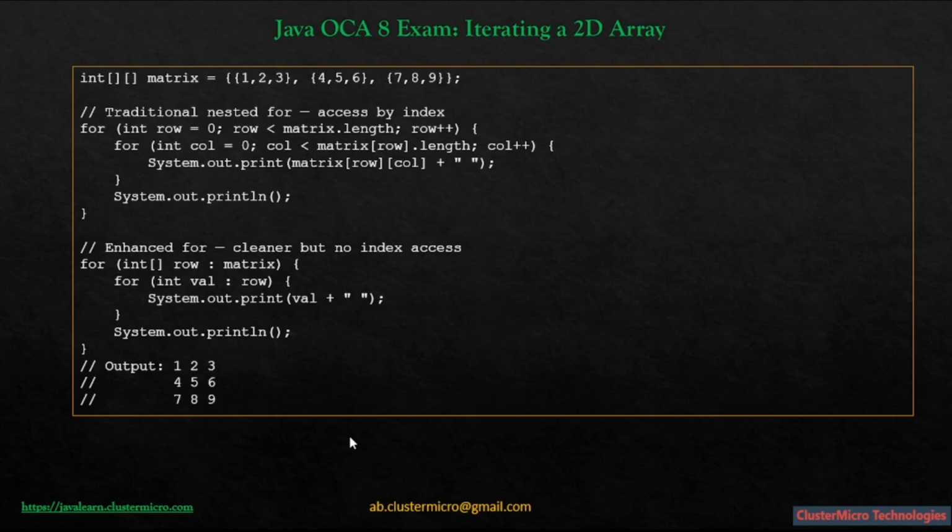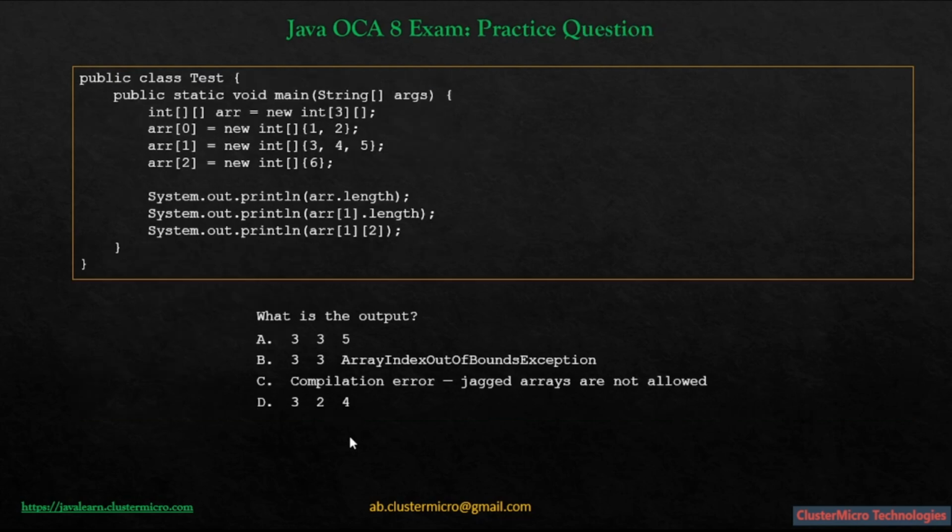Java also allows iteration using enhanced for loops. In this approach, the outer loop variable is declared as int[] row, because each element of the outer array is itself an array of integers. The inner loop then iterates through the individual int values inside that row. This style is often cleaner and more readable than index-based loops. In exam questions, you may see nested enhanced for loops on 2D arrays and be asked to determine what the program prints. Now let's come to the practice question.